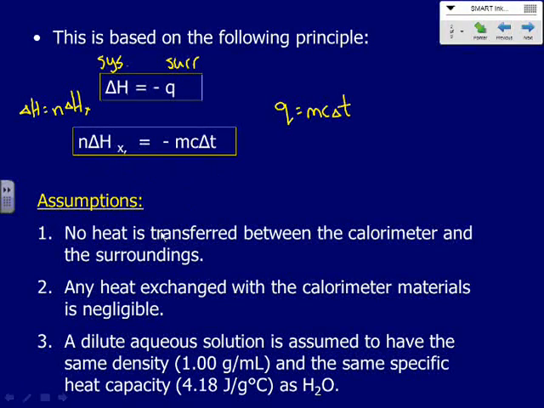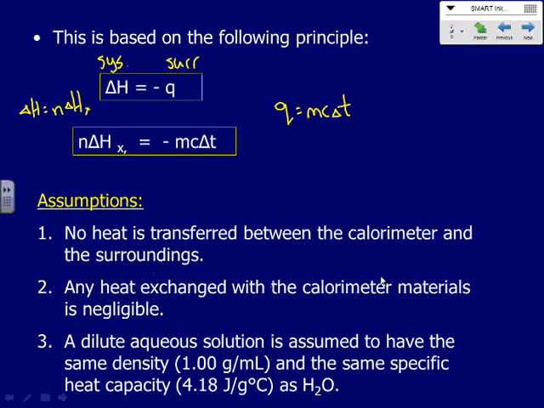Now, when we do calculations like this, we need to assume a few things. We need to assume that our calorimeter doesn't lose any energy. When we look at assumptions, essentially we're talking about possible errors. If we're trying to minimize the errors in an experiment like this, then we're going to try to minimize the heat that actually gets transferred to the surroundings.